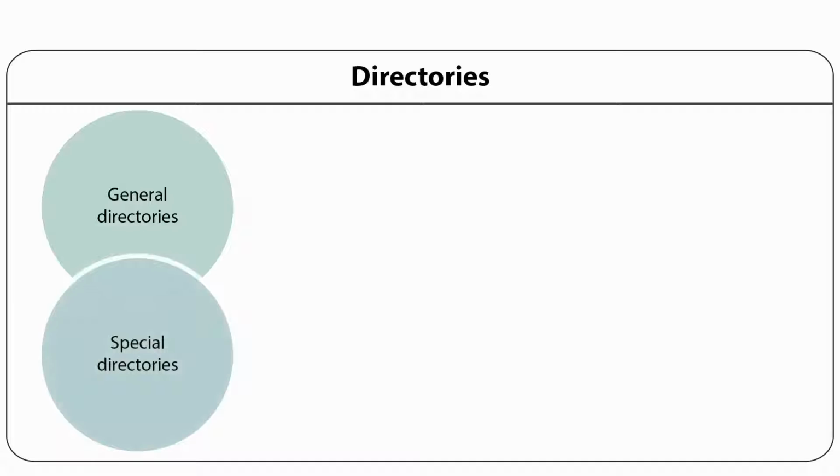Directories. A directory provides a list of names and addresses of people and organizations. General directories are telephone directories giving telephone numbers, names and addresses of the subscribers. These directories are compiled by Post and Telegraph departments. Directories of organizations are called special directories.